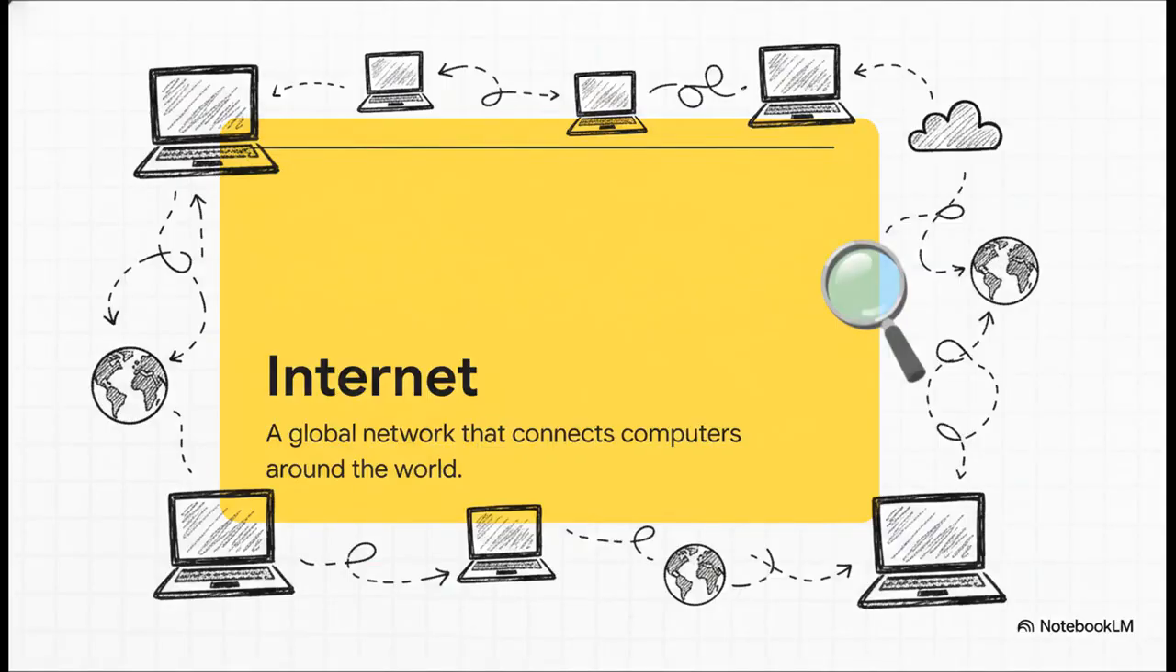Okay, next step is a word you probably know. The internet. What is the internet? Well, it's a giant global network. It connects millions and millions of computers all over the world. It's how they share information and communicate.